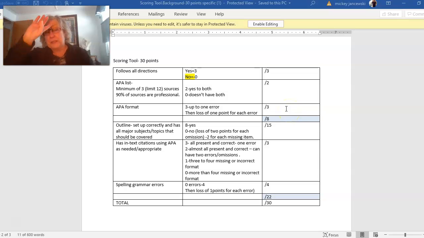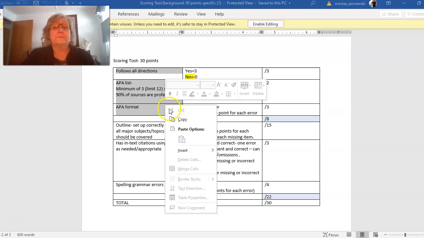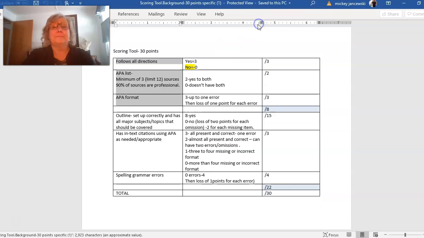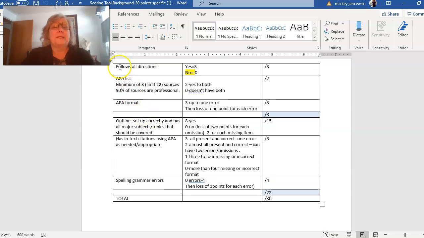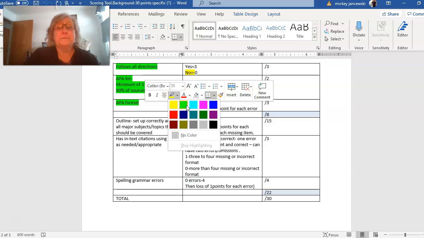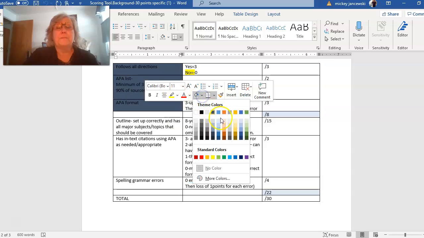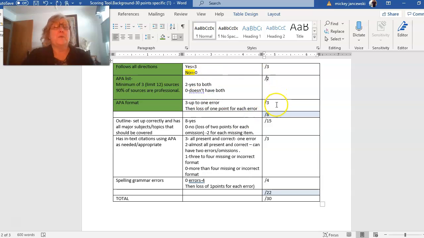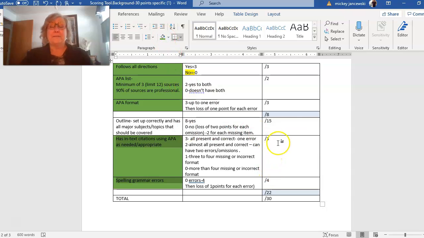I like to point this out to you because some people see this as punitive and I see it as a gift. If you follow directions, you have your APA list correctly formatted. Highlight that. If you follow directions, you have the right number of great sources and it's in the correct format. You'll receive 8 points just by doing that. If you have no spelling and grammar errors and your in-text citations are correct, you'll receive 9 more points.